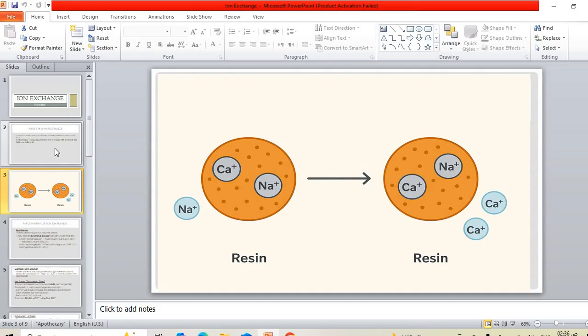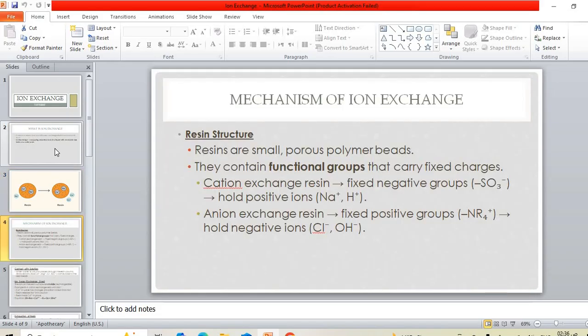So let's go to the mechanism. Let's start with the resin structure. As I mentioned in the previous slide, it is a small porous polymer, and of course it has a functional group. The functional group has a fixed charge, and it is put on top of these beads by coating with a chemical process.